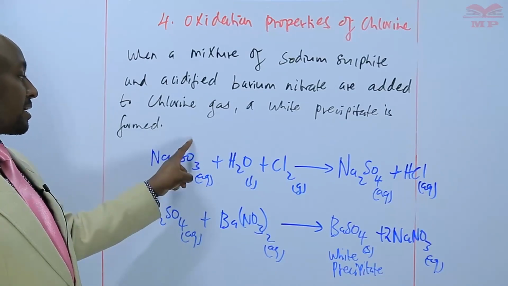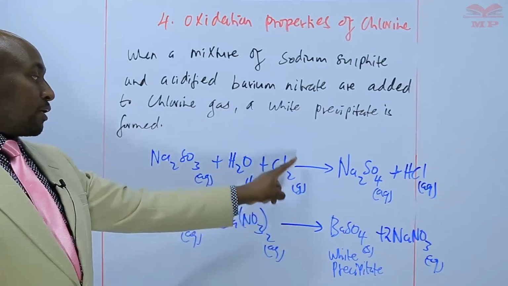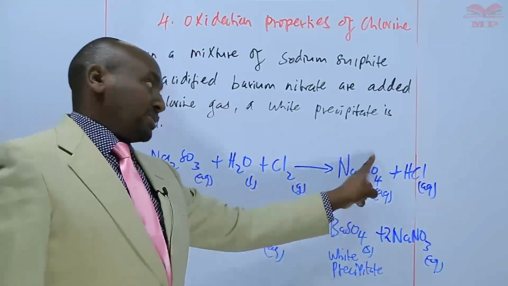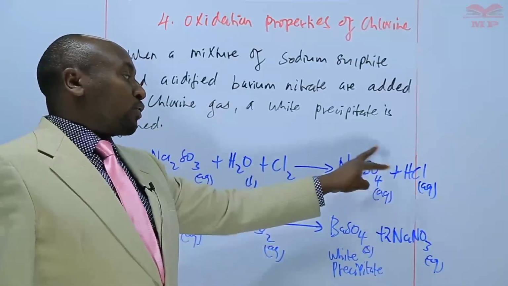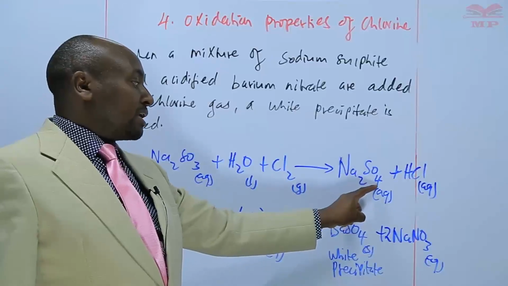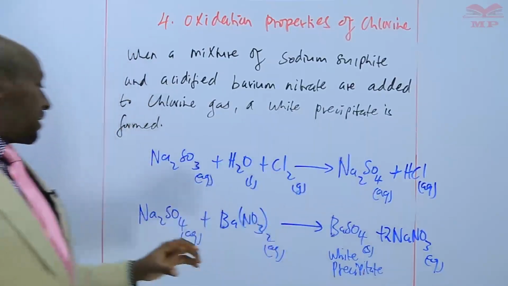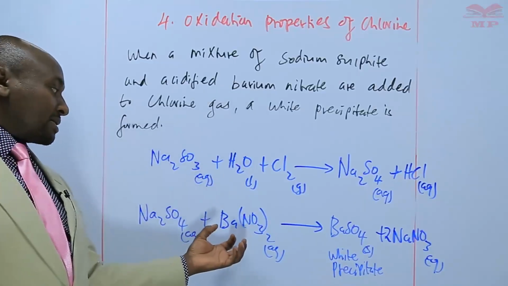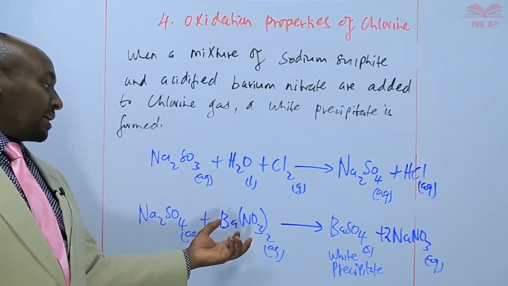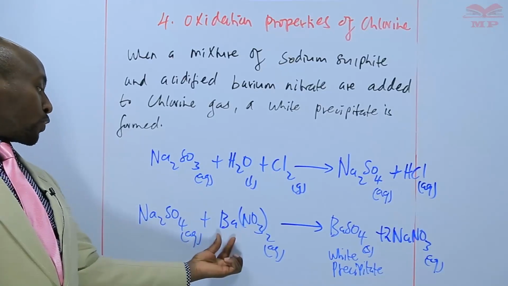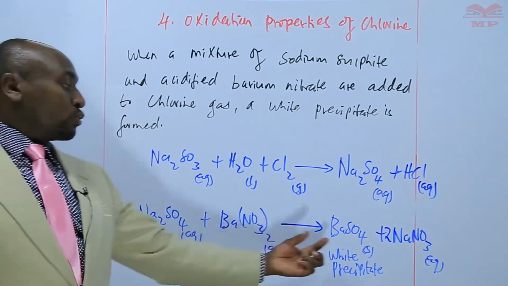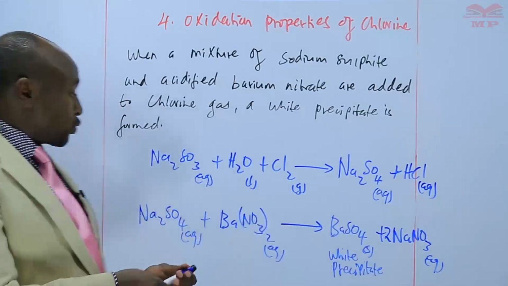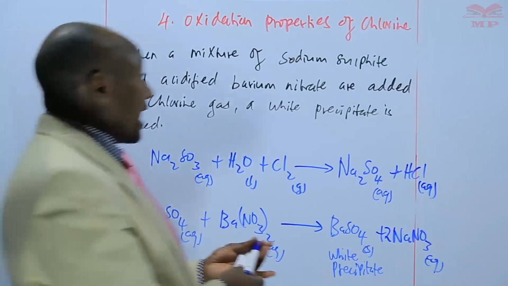sulfite ions are oxidized by chlorine gas in the presence of water to sulfate ions. And the only way to confirm that the sulfate ions have been formed is by reacting those sulfate ions with barium nitrate, acidified barium nitrate. And in this case, the barium ions combine with the sulfate ions to form barium sulfate, which is a white precipitate. So we can write this in form of an ionic equation.